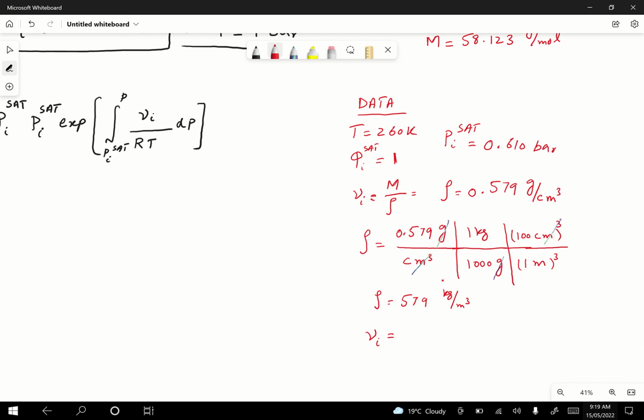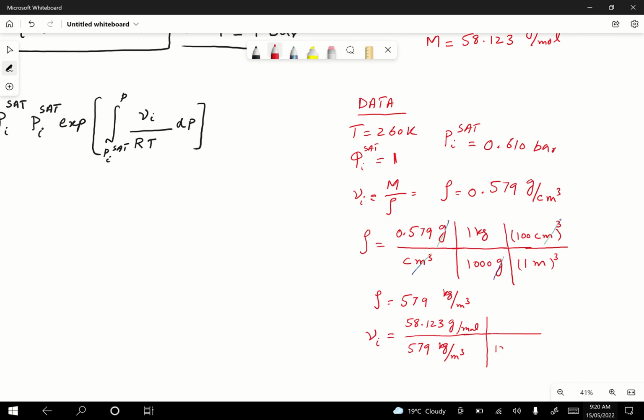So let's put this again. So that is 58.123 gram per mole divided by density, which is 579 kilogram per cubic meter. So what we can do is we can do some more conversions.